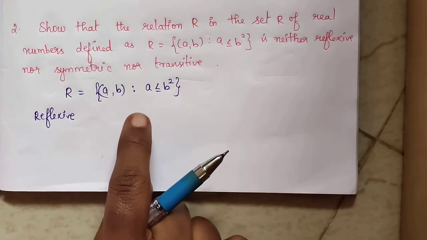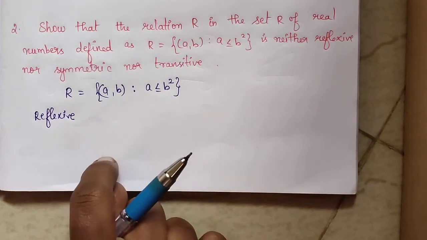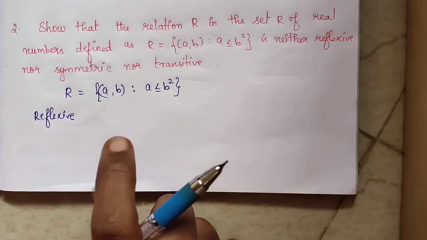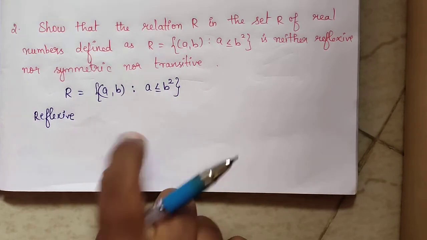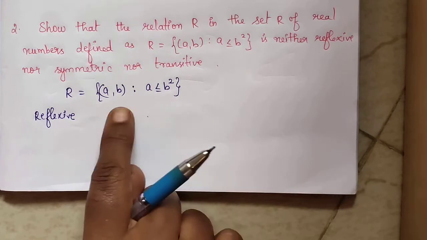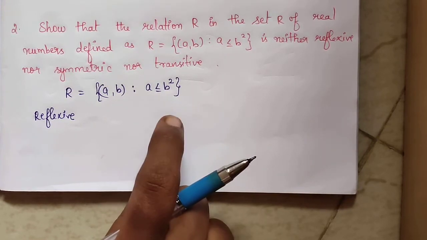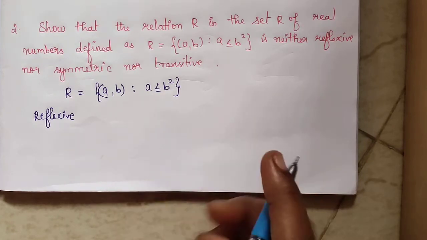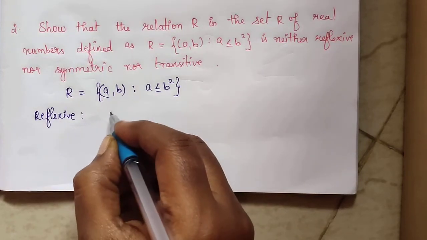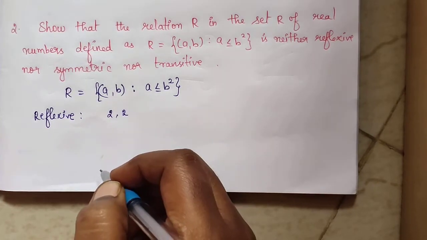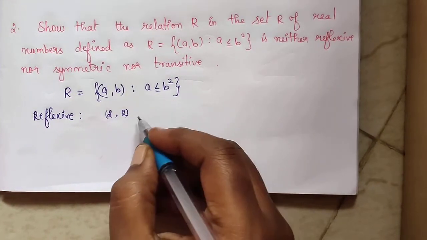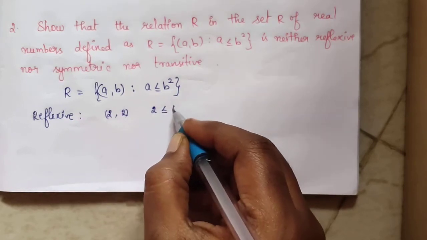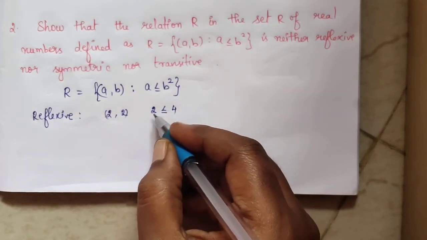I have to select a number, either from natural, whole, integer, rational or irrational numbers, to show that this is not a reflexive relation. Now let us take a whole number and check. Let us take the number 2 and 2 and apply it here. What will happen? 2 is less than or equal to 2 squared, which is 4. This is greater, so this is true.